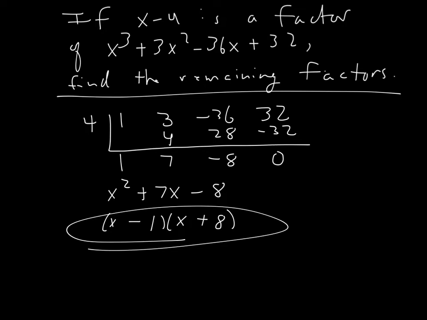Or all in all, this problem is this. If you were to multiply all this stuff out, it was x minus 4, x minus 1, x plus 8. If you went through all the trouble to multiply all that out, like foil this, then whatever that is, multiply, distribute this into that, you'll end up with this thing right here.